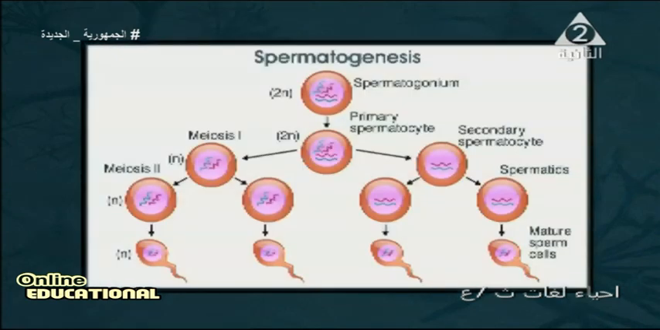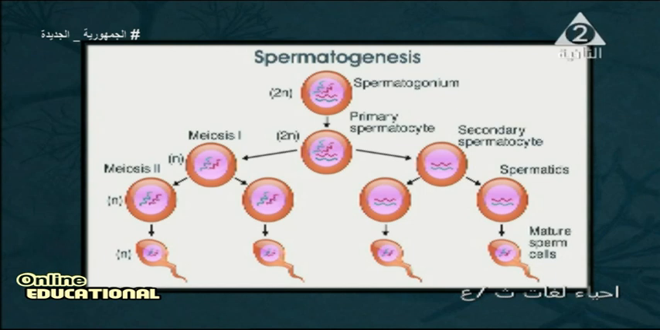Okay, what happens inside the testis? Inside the testis, the spermatogonium undergoes mitotic division to form primary spermatocytes. Then the primary spermatocytes undergo also mitotic division to produce the secondary spermatocytes. After that, each one undergoes meiosis division to form the haploid number. How many cells are produced? 4 cells.